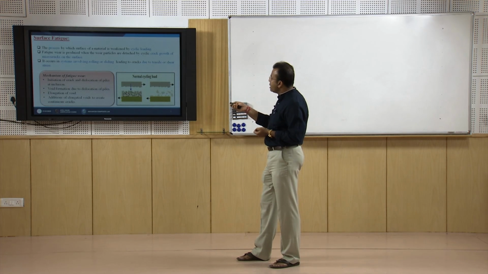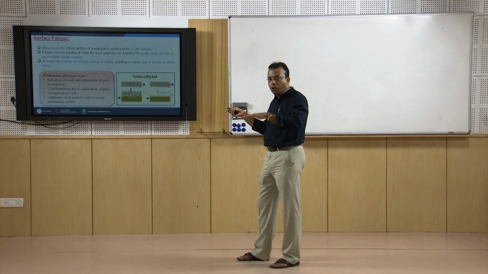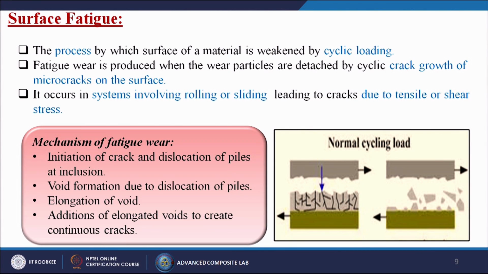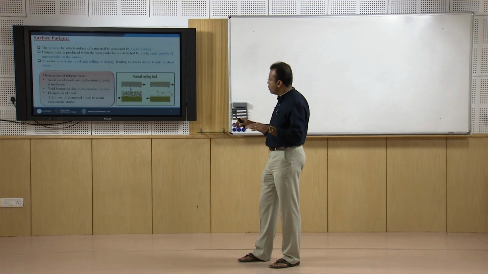Surface fatigue is the process by which the surface of materials is weakened by cyclic loading. So, you are continuously maintaining a load onto your surface. Fatigue wear is produced when wear particles are detached by cyclic crack growth of micro cracks of the surface. It occurs in systems involving rolling or sliding, leading to cracks due to tensile or shear stress. From this figure you can understand that you have two surfaces, one harder, one softer. You continuously give a load from the top, which is known as the normal load. Then after a certain time this material will break into small particles or small sizes.